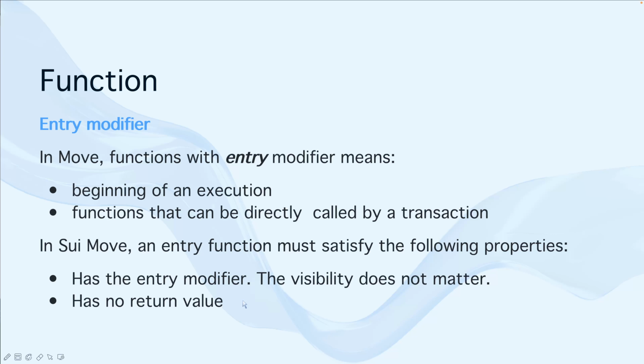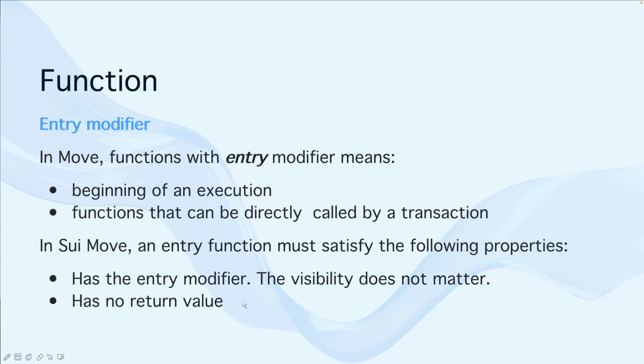For the function parameters, they are declared with the local variable name followed by a type annotation. For example, x followed by u64, and we read this as x has type u64. A function does not have to have any parameters at all, so this is a valid function.